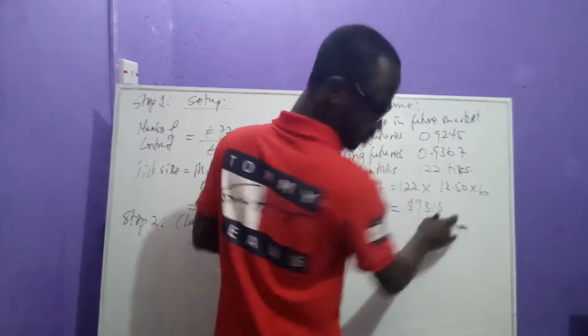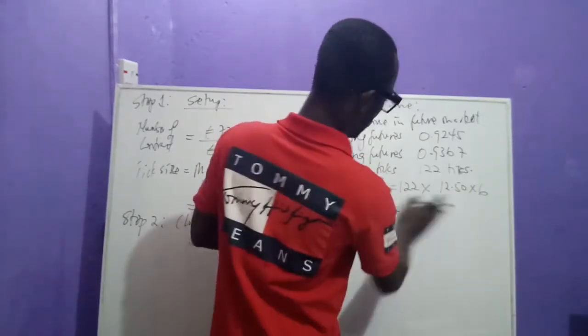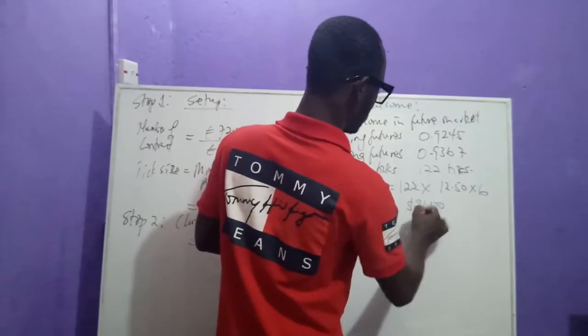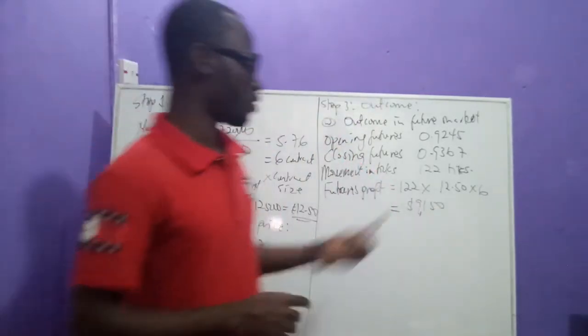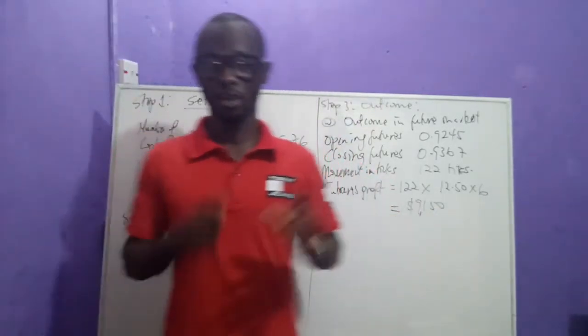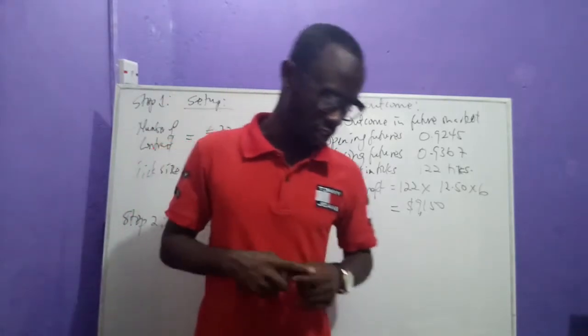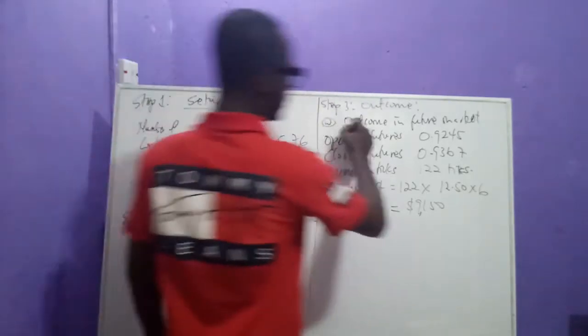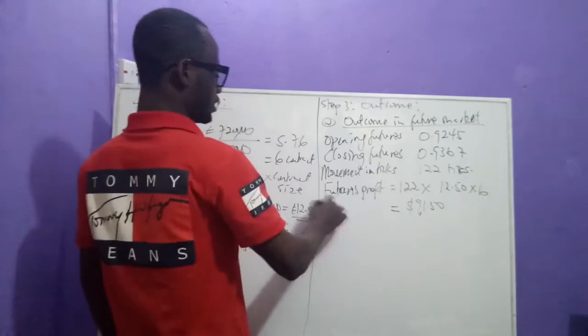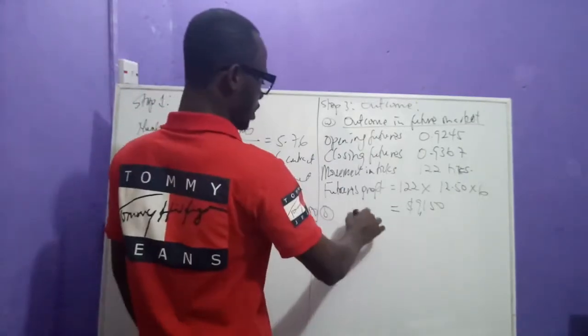So when we check it out, we will be making a profit of somewhere around 9150. So that's the profit we will be making when we trade in this currency futures. So that's the first thing, the outcome in the futures market. Then the second thing is the net outcome at the end of the day.